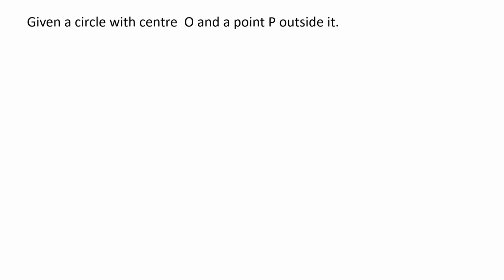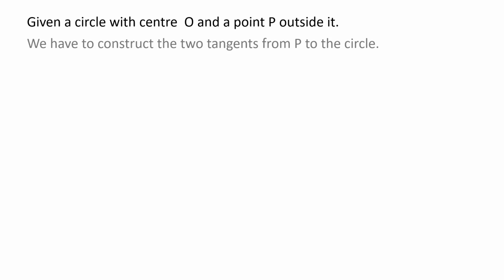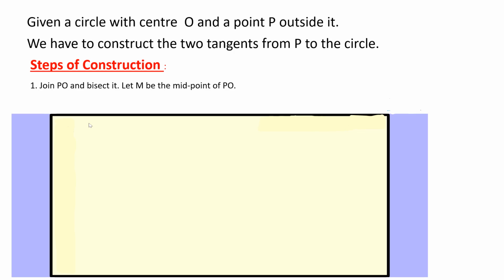Suppose you are given a circle with center O and a point P outside it. Now we are going to construct two tangents from the point P to the given circle. We will discuss what are the steps for this construction. The first step is, first we will draw the circle with center O and take a point P outside it.